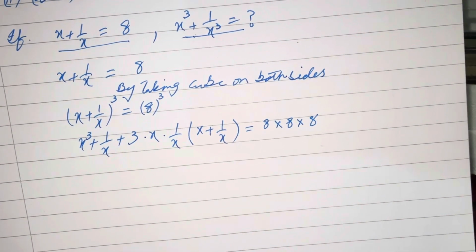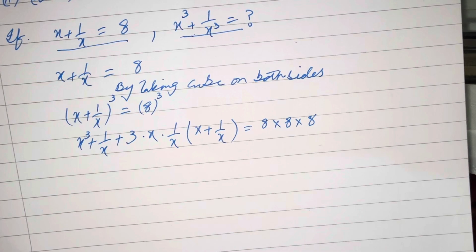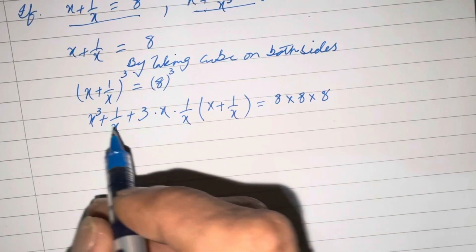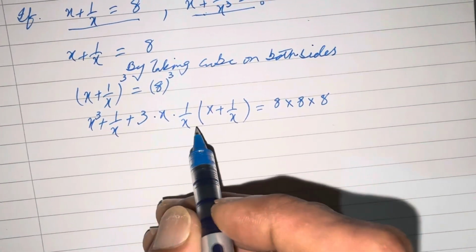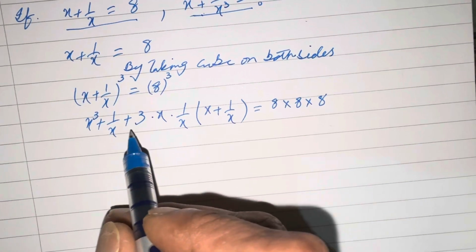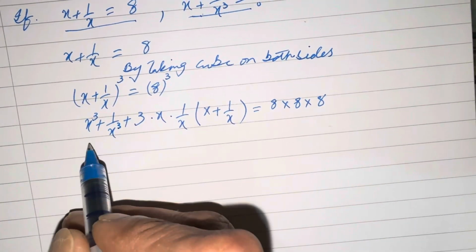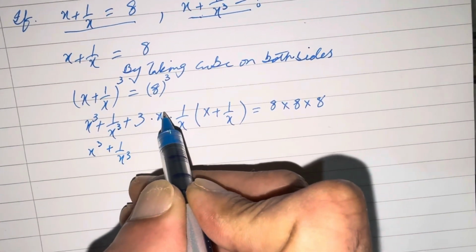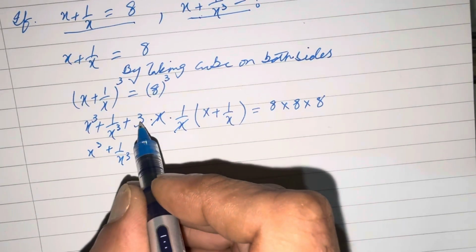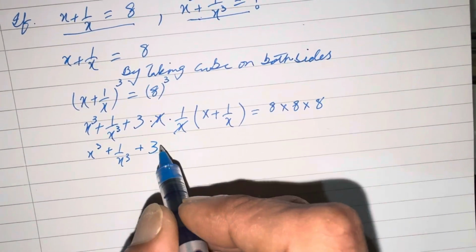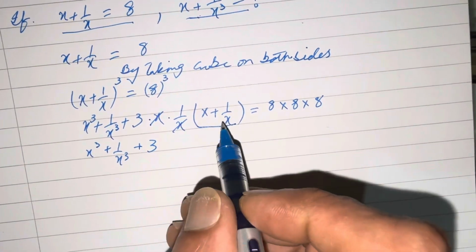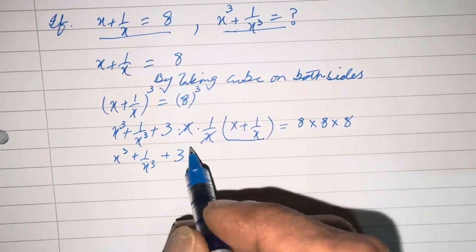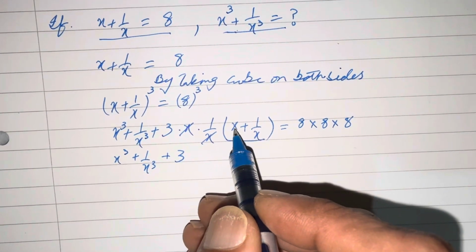So what we're going to do is simplify the things as we can. So यहाँ पे cube आएगा, so x cube plus 1/x cube, ये x और ये x आपस में कैंसिल हो जाएगा, बाकी आपके पास 3 बच जाएगा. And then x plus 1/x, if you see that x plus 1/x is given, is equals to 8. So we will put the 8.